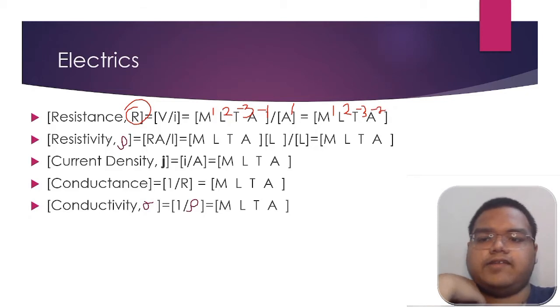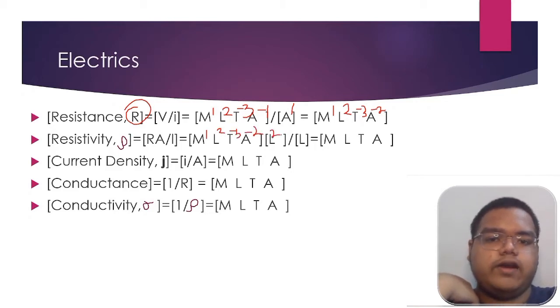Done. Next, resistivity rho, which is equal to R A by L, which will be equal to M to the power 1 L squared T to the power minus 3 A to the power minus 2 into L squared divided by L to the power 1, which comes out to be M to the power 1 L cubed T to the power minus 3 A to the power minus 2.